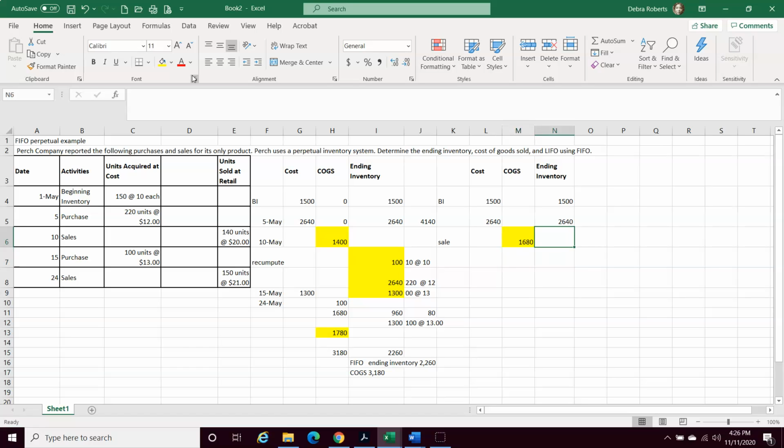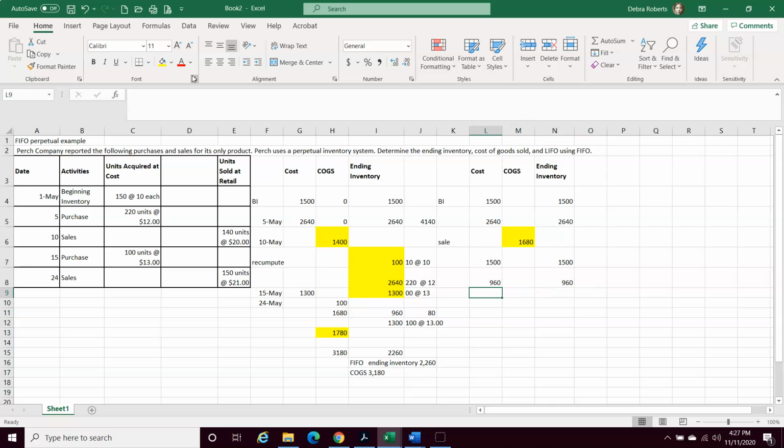Now, with that in mind, let's recompute our two layers. Our first layer is going to stay the same, which is the $10 each times the 150 units. So we've got the $1,500 as our layer. We haven't touched it. However, with the 220 that we purchased, we sold 140 of them. So all we have now is 80 units. The 80 units multiplied by the $12 gives us our second layer, 960.